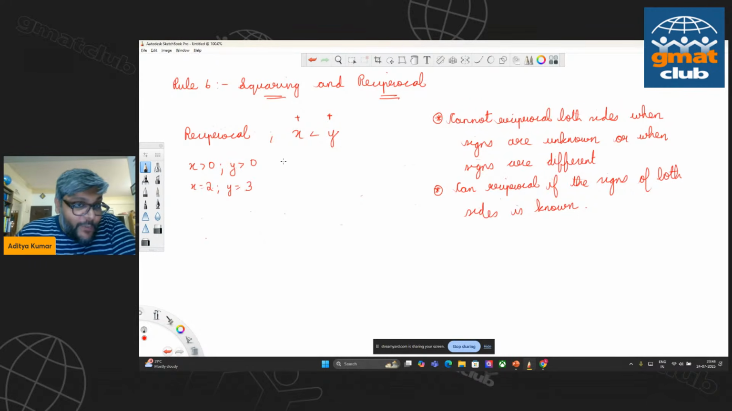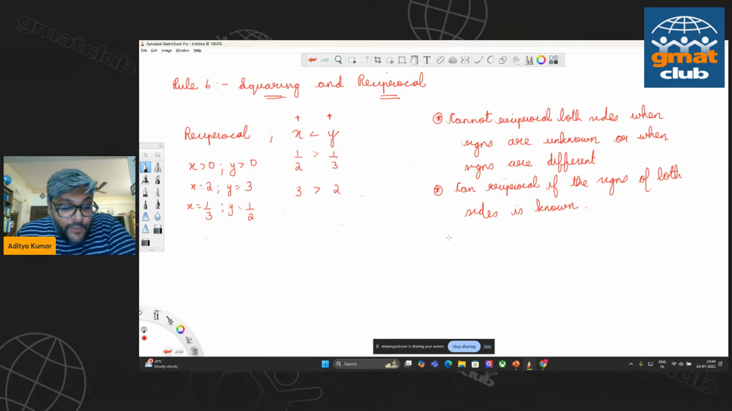So now I'm going to take the reciprocal here. So 1 by 2, 1 by 3. Now 1 by 2 is greater than 1 by 3. So if I take the reciprocal, if I'm working with integers, the sign flips. Let's test for fractions as well. So let's take x is 1 by 3, y is 1 by 2. 1 by 3 is definitely less than 1 by 2. If I take the reciprocal, I'll get 3 and 2. So you see again the sign flips.